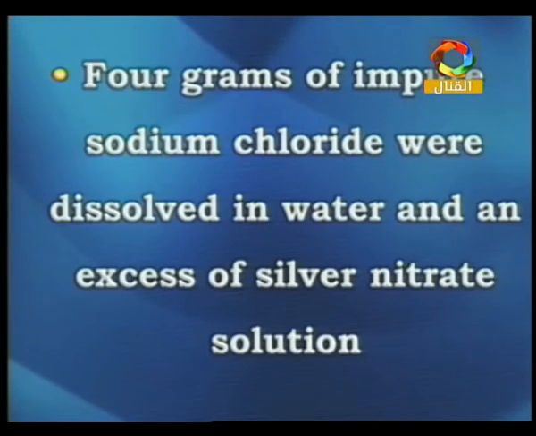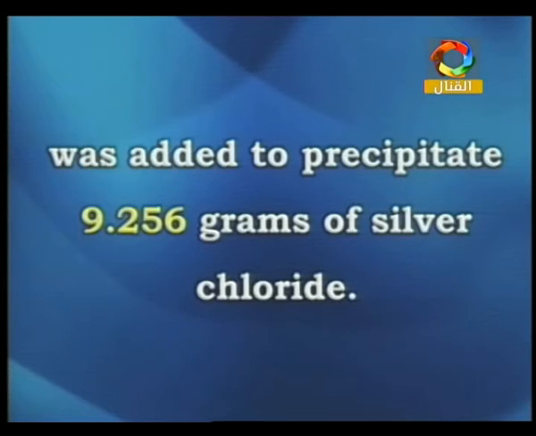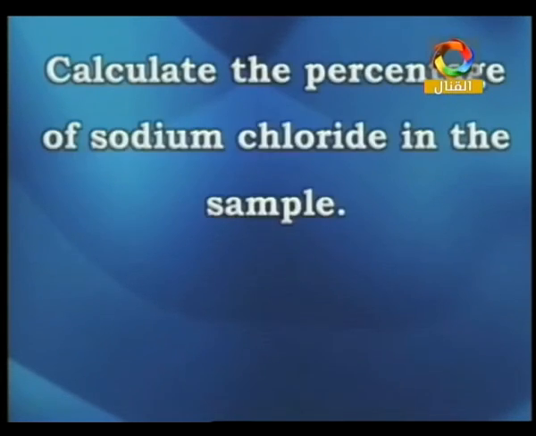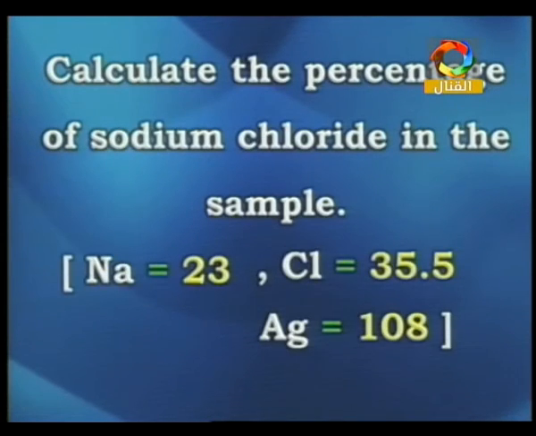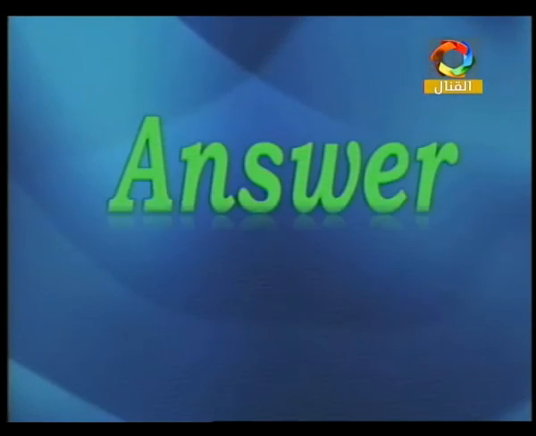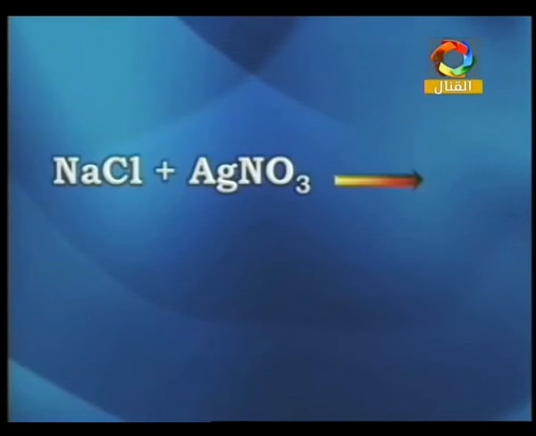Next question, my dear students, which is a problem. 4 grams of impure sodium chloride were dissolved in water, and an excess of silver nitrate solution was added to precipitate 9.256 grams of silver chloride. Calculate the percentage of sodium chloride in the sample. Here the atomic mass of sodium equals 23, chlorine 35.5, silver 108. Here's the answer.